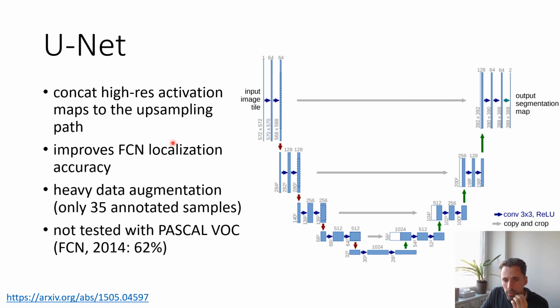So UNet was proposed in 2016 or 17. It's still heavily used. I think it's a neat architectural design. It's easy to re-implement, and that's why you have to do that too. It improves on the localization accuracy of fully convolutional networks. It used heavy data augmentation, although, and that is the only thing I don't like about that paper, it wasn't tested on a common data set, a real world object data set like Pascal.